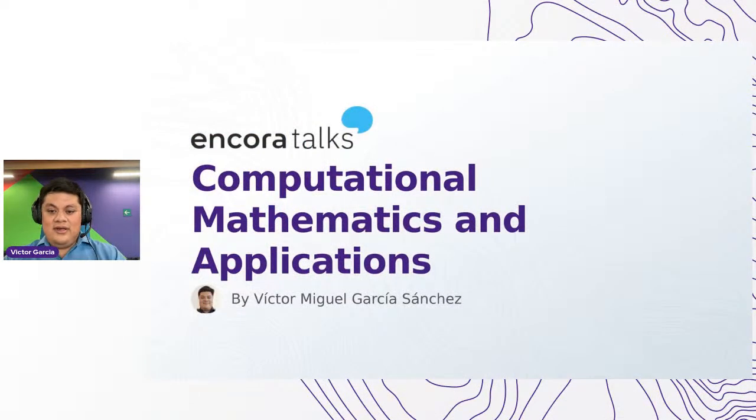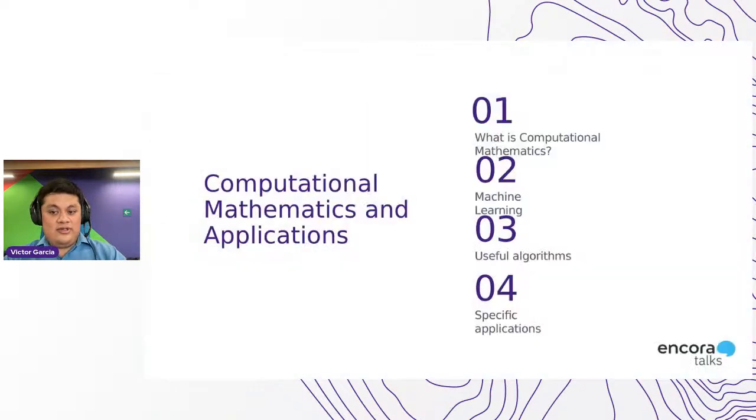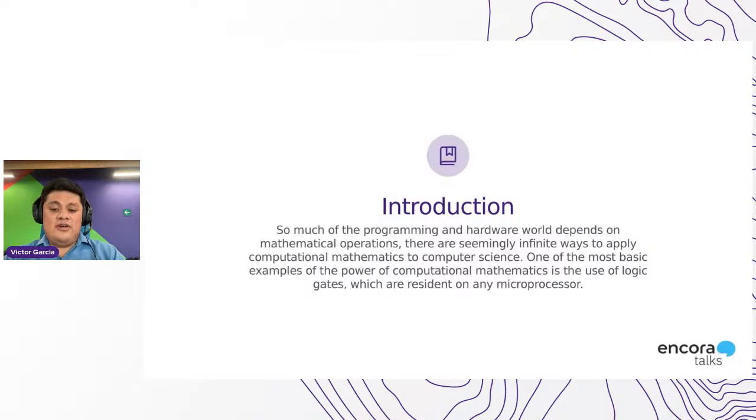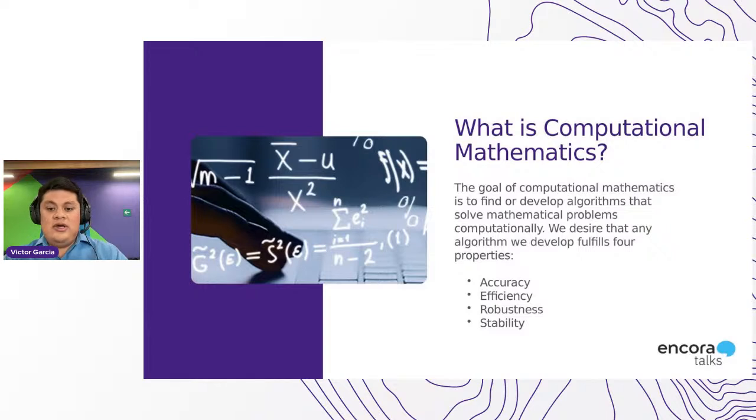Good day, everyone. Like Danny said before, today I will talk about computational mathematics. The most basic use of mathematics in computer science is the use of logic gates, but that's not the only way of working. We have a large amount of applications in real life, like programming being useful for solving mathematical problems. So we will talk about accuracy, efficiency, robustness, and stability of algorithms, among others.